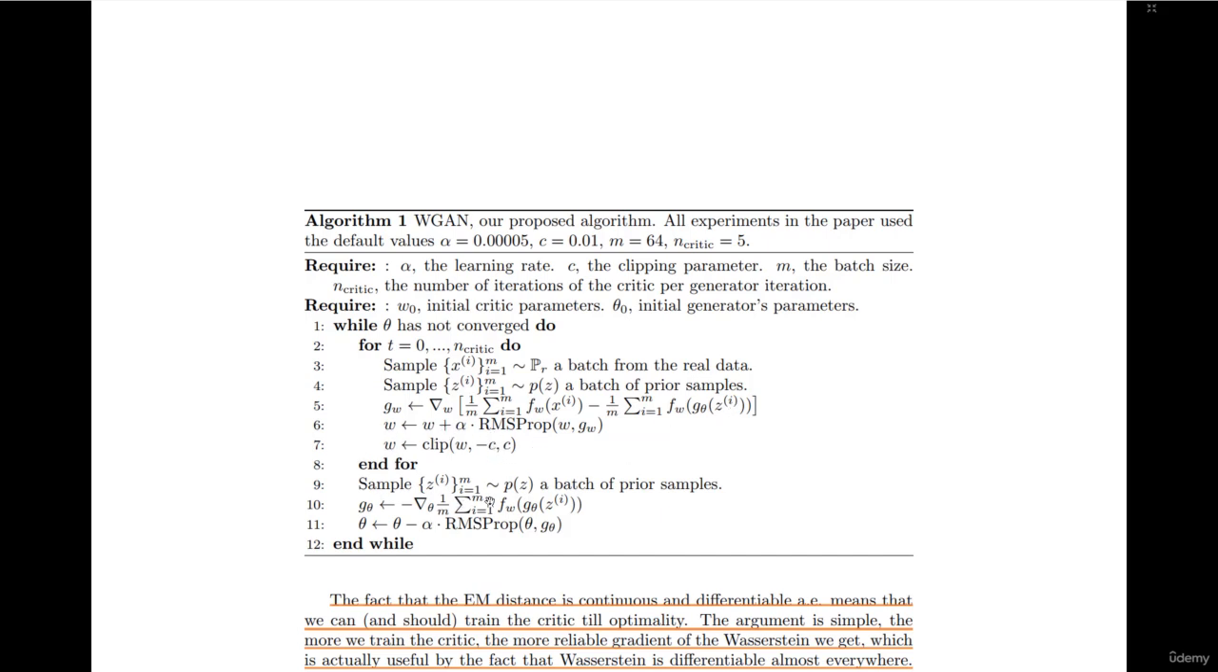Then we move to the generator. For the generator, we also use RMSprop, and just like for the discriminator, we also have the mean of the value, so right here we multiply by 1 over m. And basically that's it for the algorithm.